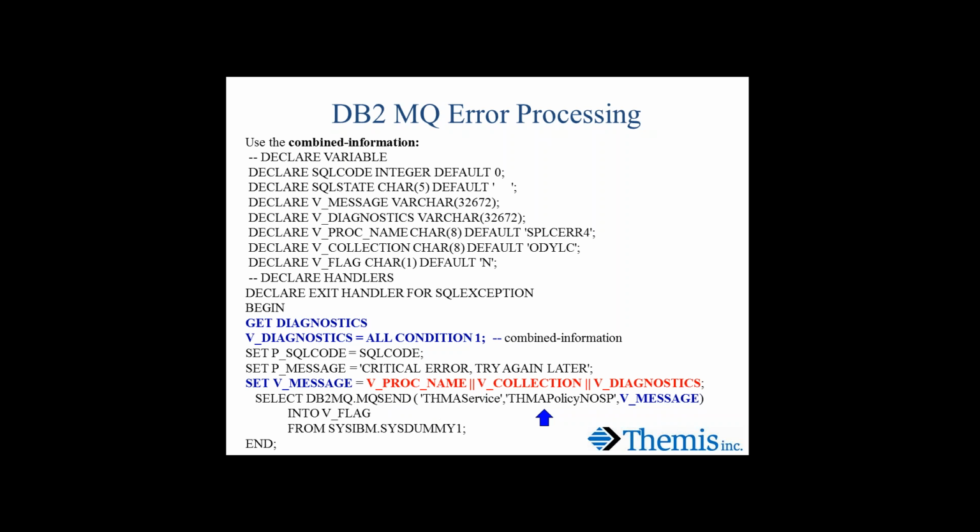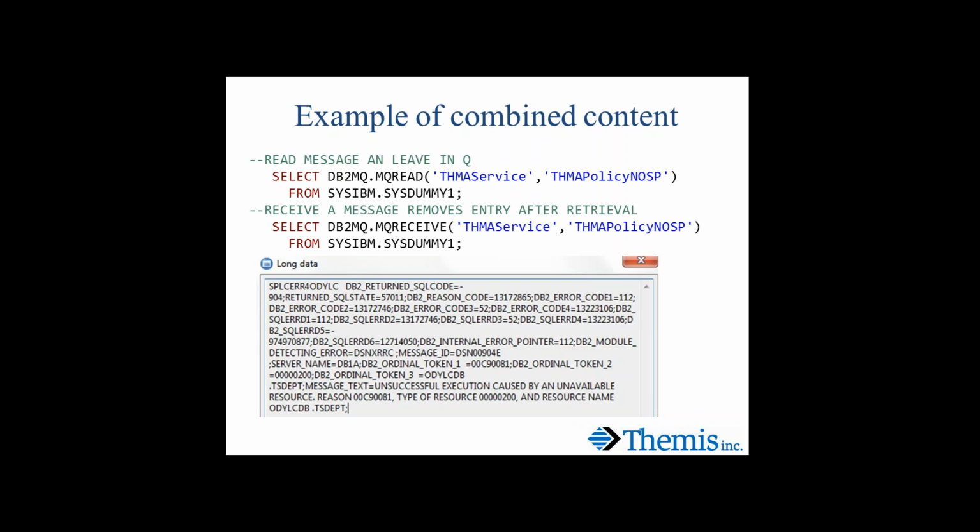I just do a send to sys IBM sys.dummy1. It was just the easiest way for me to do it. Okay? So I can put it out there. Now, if you want to test it to see what goes out there for an error, and this was a negative 904 resource unavailable, I wanted to put out in the queue.